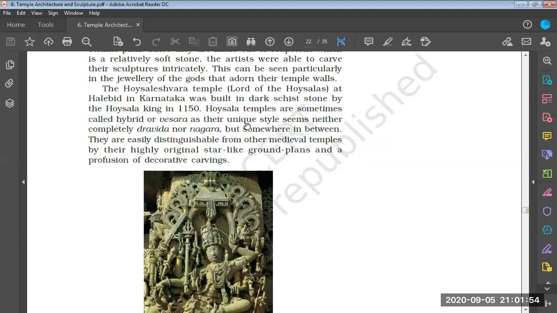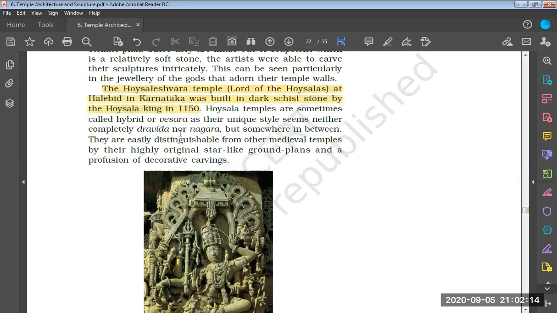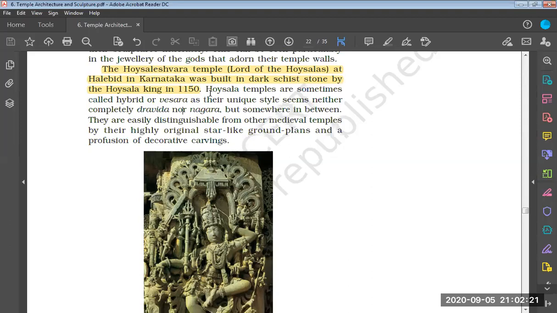The Hoysaleswara temple, that is, Lord of the Hoysalas, at Halebid is one of the sites. Halebid in Karnataka was built in dark schist stone by the Hoysala king in 1150. Hoysala temples are sometimes called hybrid, that is, Vesara, as the unique style seems neither completely Dravida nor Nagara, but somewhere in between.